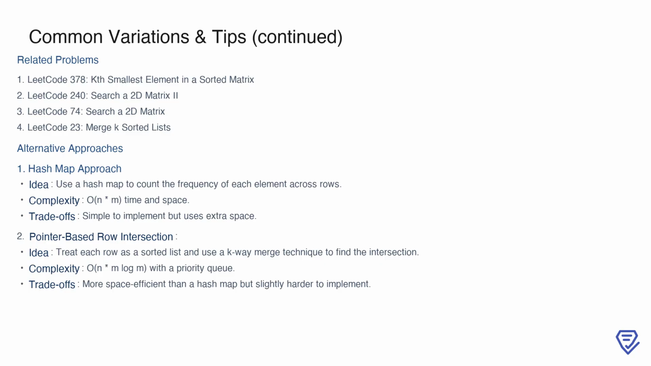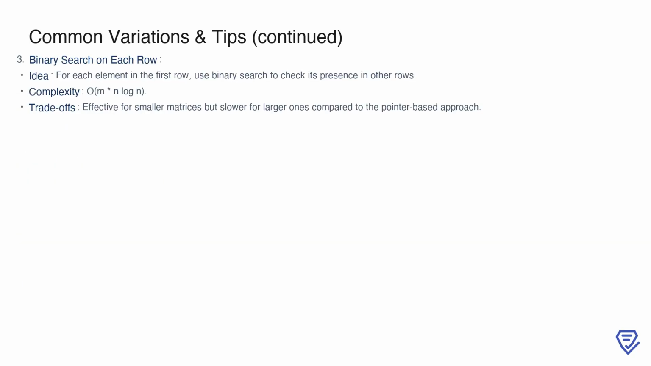Another option is the pointer-based row intersection technique. Here, each row is treated as a sorted list, and you use a k-way merge technique to find the intersection. This approach has a complexity of O(n*m log m) when utilizing a priority queue. While it's more space efficient than the hash map method, it can be slightly harder to implement, so it requires careful attention to detail.